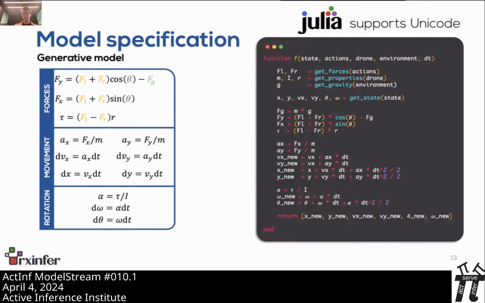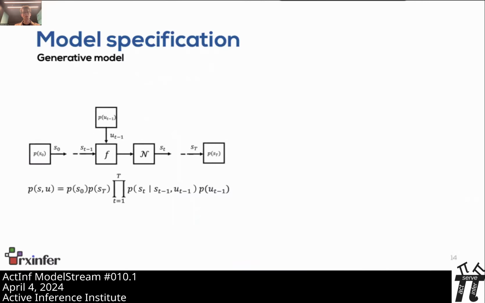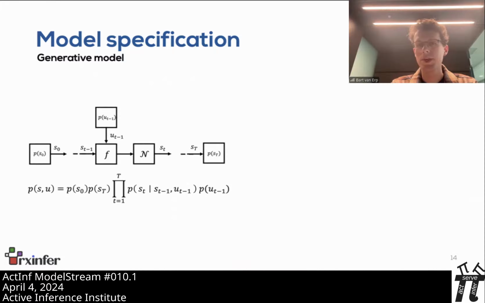But that being said, let's continue with the proper model. Just remember that we now have f, which encodes our state transition. For our drone, we're going to construct a generative model. Here I have drawn it as a so-called Forney-style vector graph, but I'm going to talk you right through it.